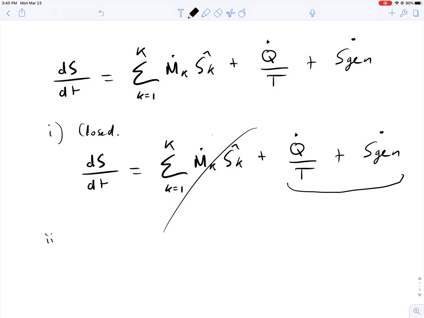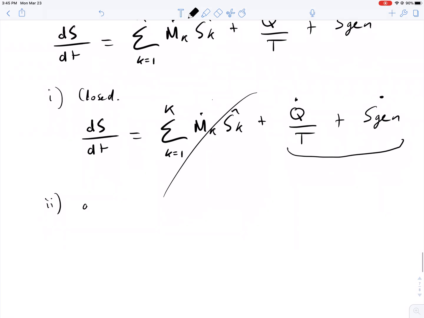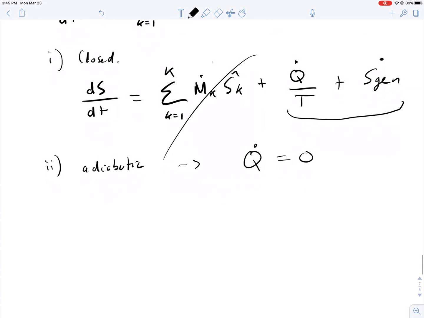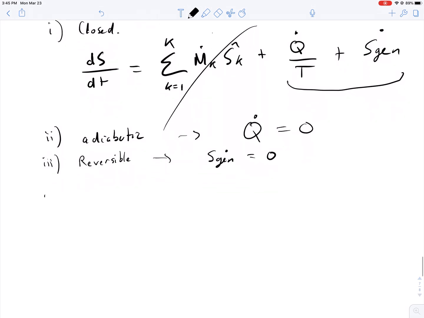Now what about an adiabatic? Means set q dot equal to 0. Reversible. If you remember my first derivation of entropy, reversible, Sgen equals 0.